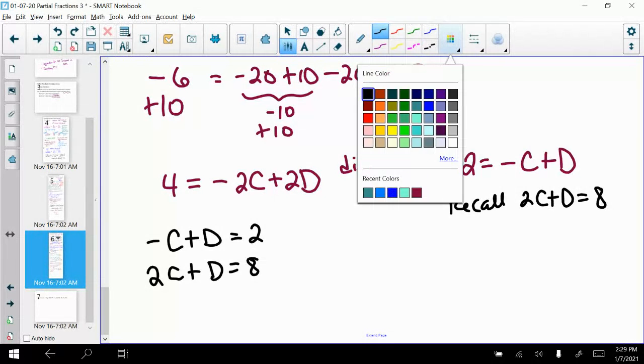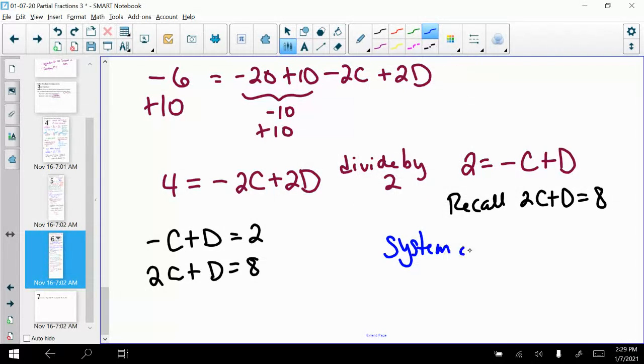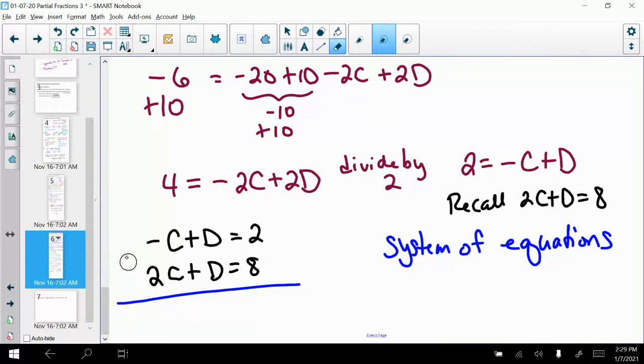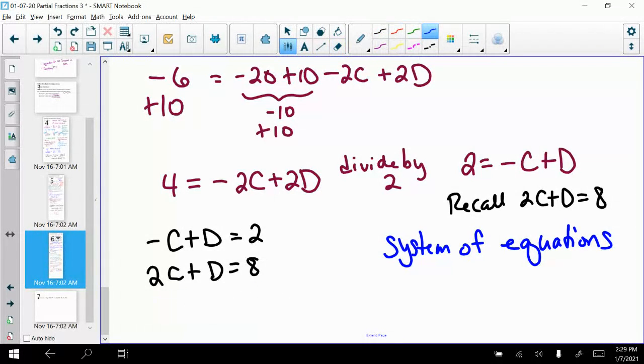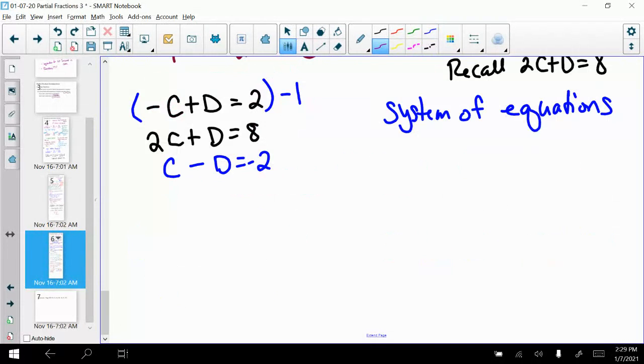So we have a system of equations, right? And when we have a system of equations, we can add our two equations together. And I guess I don't want to add my two equations together because it's not going to make anything cancel. But if I multiply this first one, because we can multiply both sides by something, let's multiply this top one by -1 so that it becomes C minus D equals -2. Like that's totally legal, right? To multiply both sides of an equation.